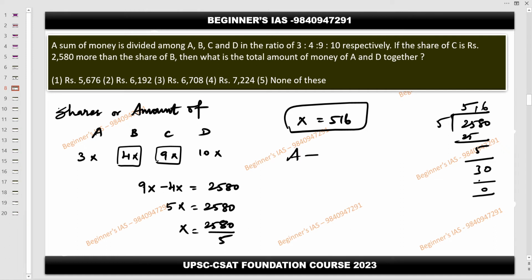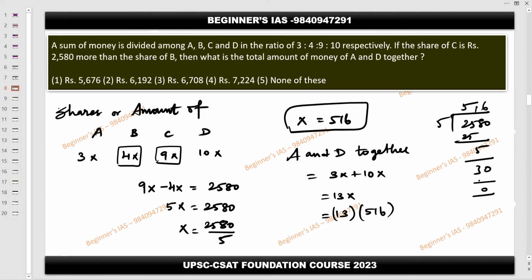So here A is nothing but 3x. Therefore, or else do one thing: together means just simply add, and that would be the easiest method. Instead of doing multiple calculations, avoid that. A and B together is equal to 3x plus 10x, so that is going to be 13x. Therefore 13 into 516, that is going to be the answer. So with the option 6708.